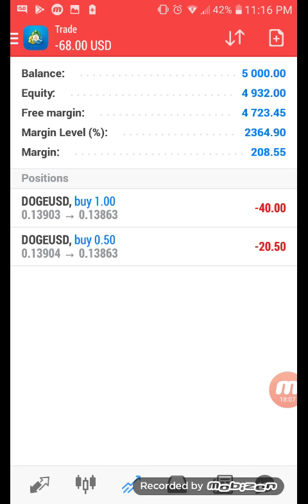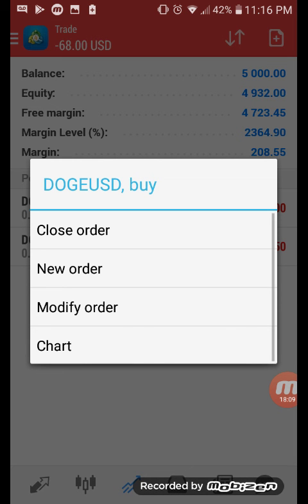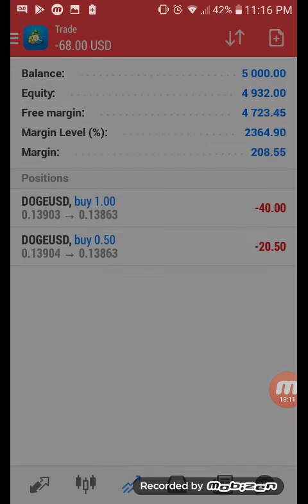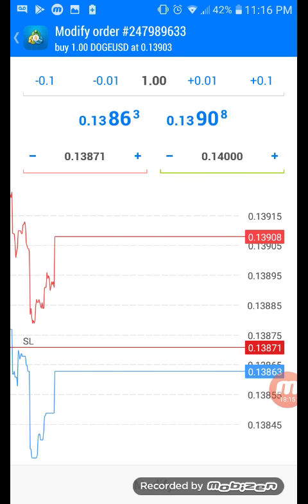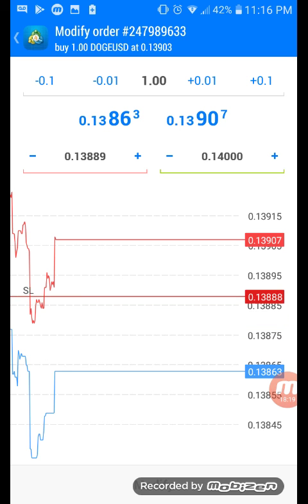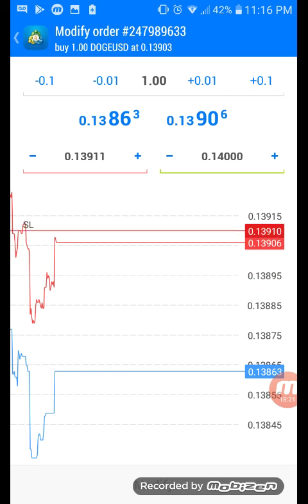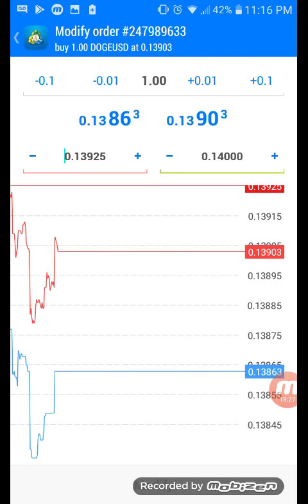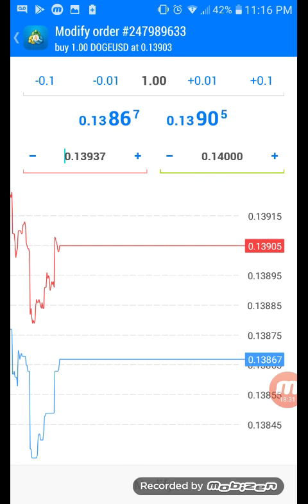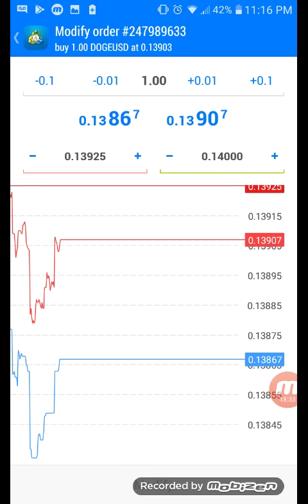You'll go to the third one, like the Dogecoin. You'll go to modify order. And you see, this is the stop loss right here. I won't modify it, but this is the stop loss right here. And you can put it into profit. You can put it at 1,400, but it's not there yet, so it won't let us modify it. But you could put your stop loss all the way close to 1,400.